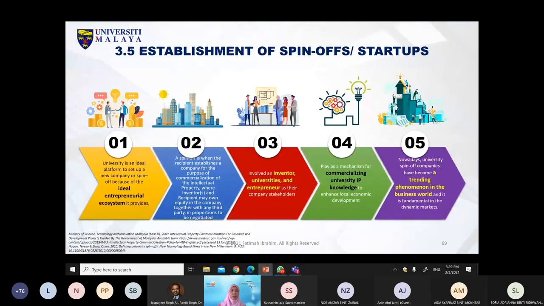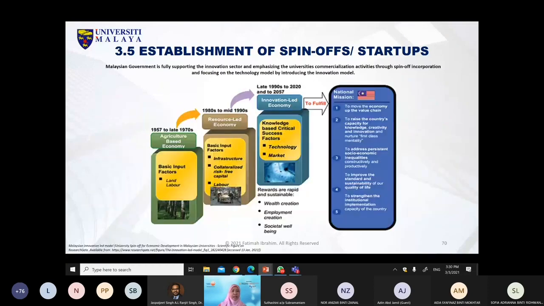So this is the establishment of the spin-off startup. It's very, very important to have an establishment and a policy in place for the startup. The university is an ideal platform. And I want to tell you that nowadays, university spin-off companies have become a trendy phenomenon in the business world. It is very prestigious if you are a spin-off from the university, so get this opportunity.